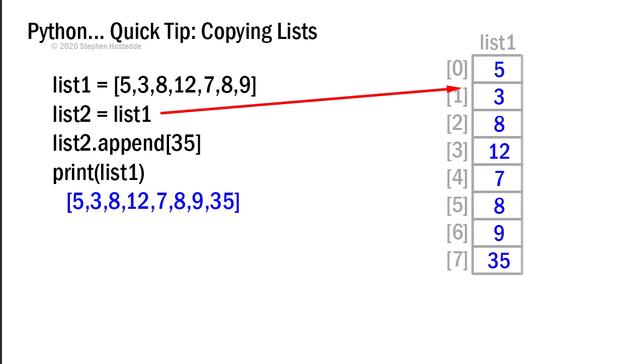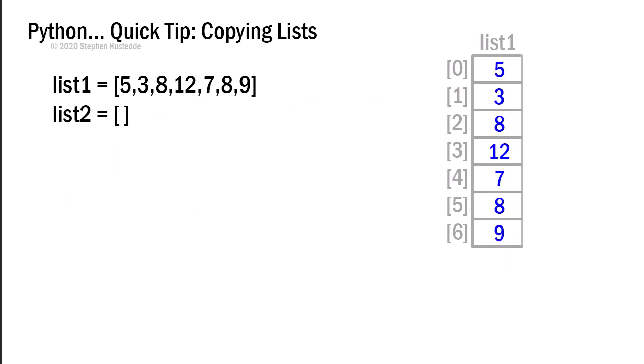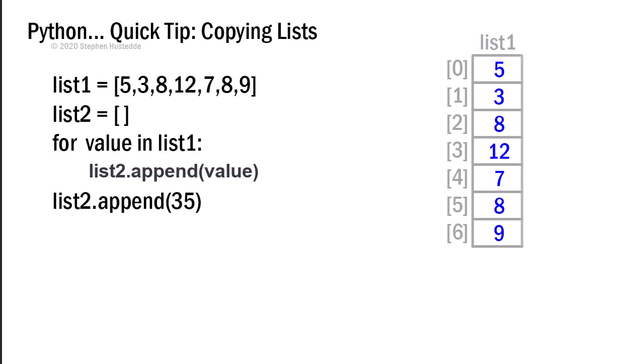So how then do we copy a list? Well, the way we'd make a copy of list1 is to create an empty list. Again, I've named it list2, and it simply equals a set of square brackets. That's an empty list. And then I can use a for loop to go through each of the elements in list1 and append those to my list2 list.